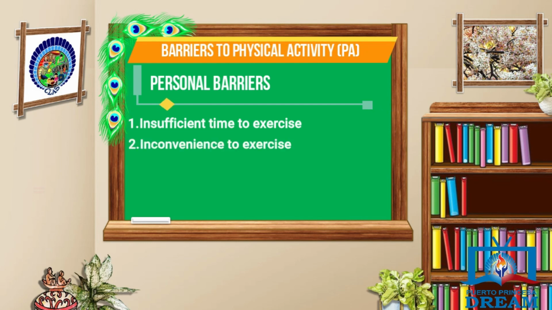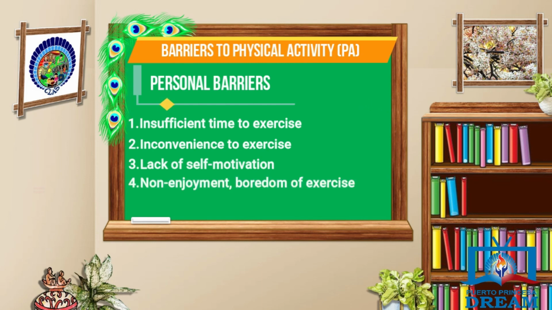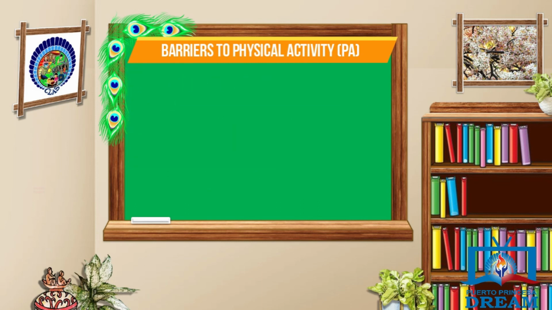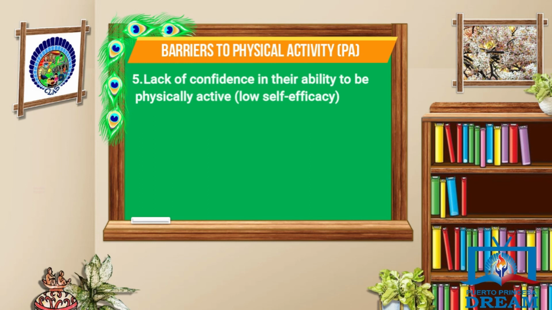Number 2, inconvenience to exercise. Number 3, lack of self-motivation. Number 4, non-enjoyment or boredom of exercise. Number 5, lack of confidence in their ability to be physically active or low self-efficacy. Number 6, fear of being injured or having been injured recently.